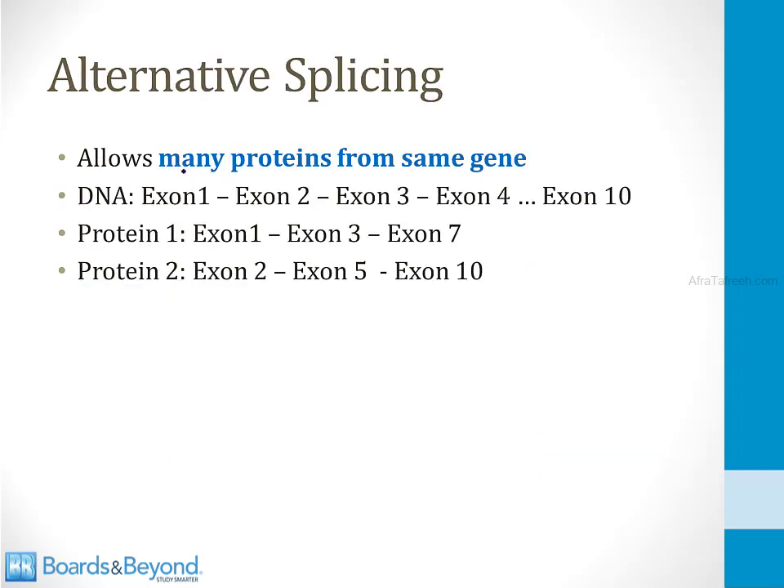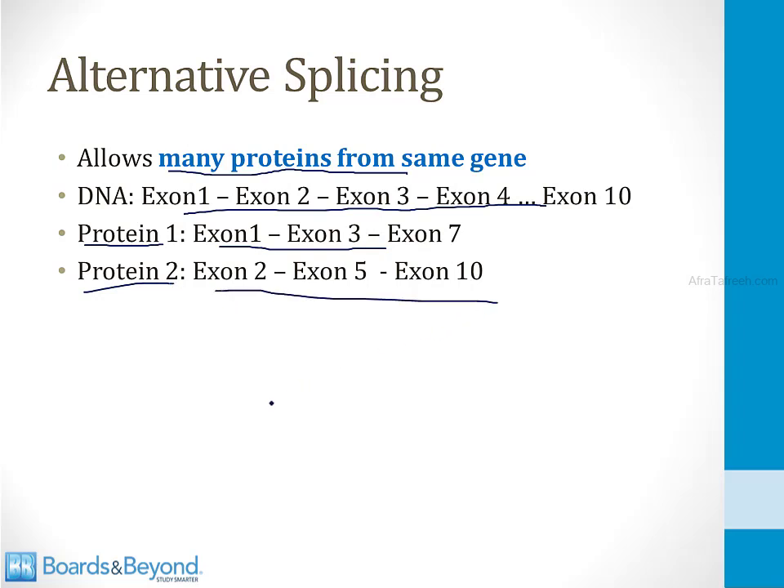You might wonder why eukaryotic cells have all these introns and exons, and the reason is because it allows many different proteins to be made from the same gene. For example, if you have a piece of DNA in a gene that has exons 1 through 10, you could synthesize one protein by combining exons 1, 3, and 7, and a second protein by combining exons 2, 5, and 10. Thus, from the same gene, the same genetic material, you have made 2 different proteins. And this is what allows eukaryotic cells to be more advanced and high functioning than prokaryotes.